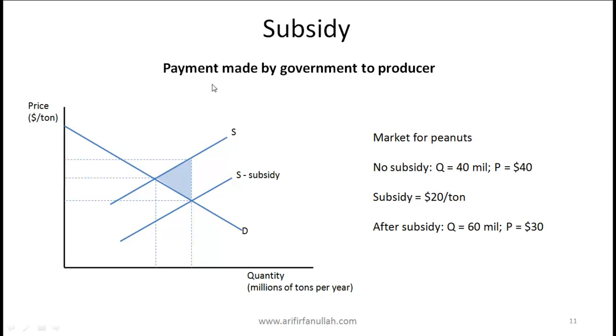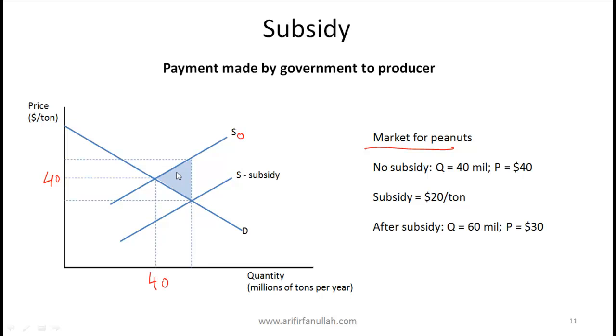So here, let's say the government wants to encourage the growth of peanuts. So we have the demand for peanuts, downward sloping as always. And let's say that initially we have this supply curve S naught, and before any subsidy is introduced, let's say that the quantity of peanuts in the market based on where supply and demand intersect is 40 million and the price is also 40.